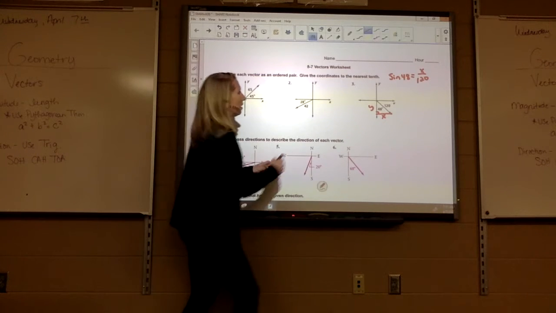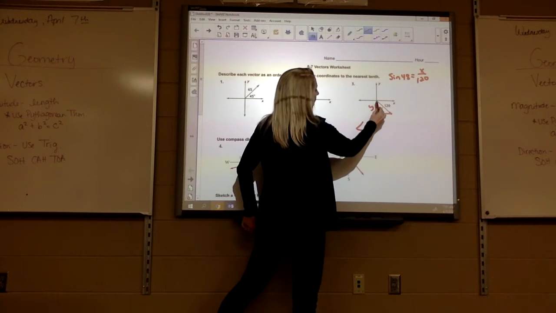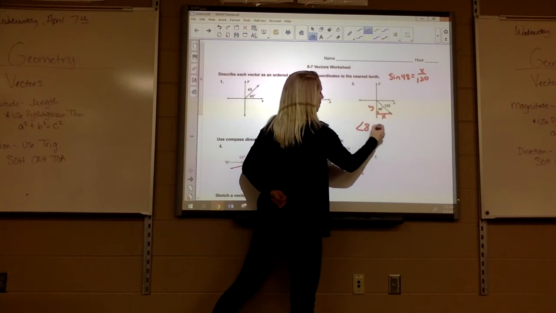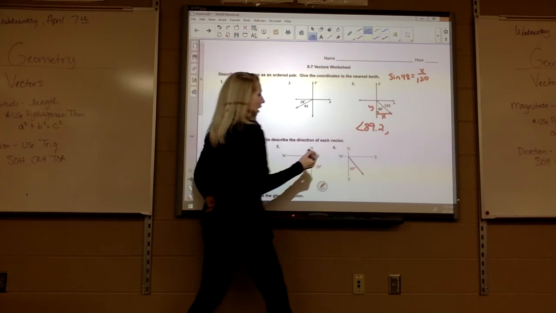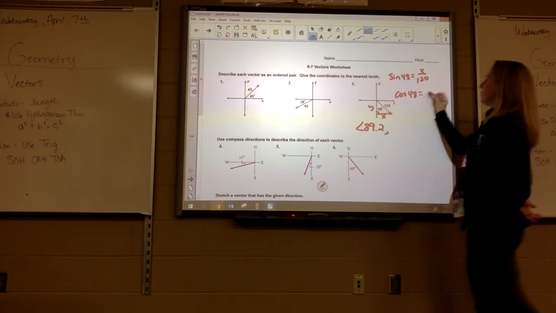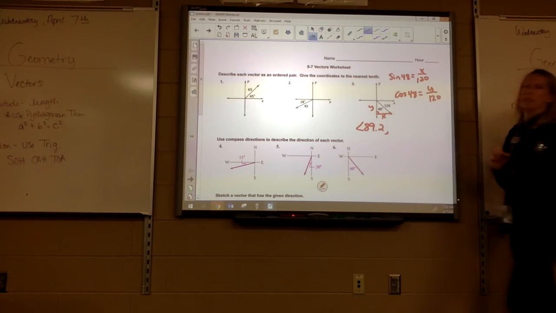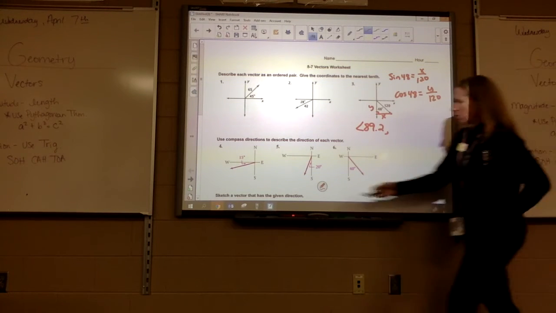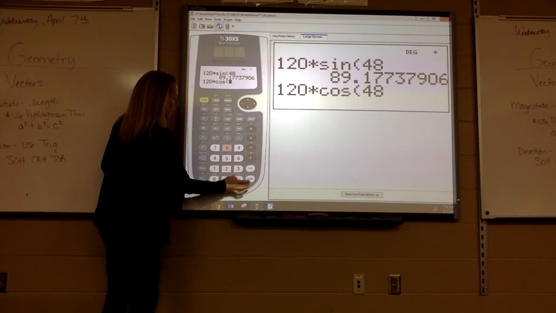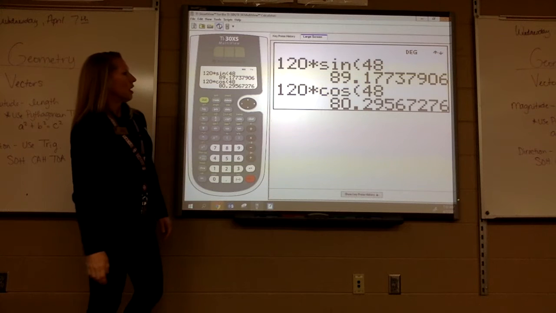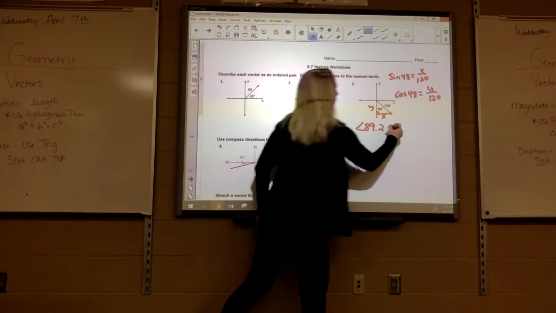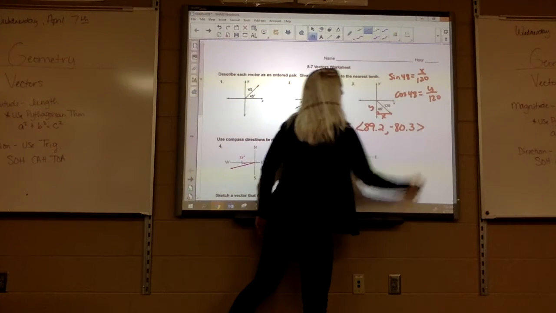89.2. So would that 89.2 be positive or negative if I'm going to the right? Positive. And then cosine 48 would be y over 120. 120 times cos 48. 80.3, would that be positive or negative? Negative. Okay.